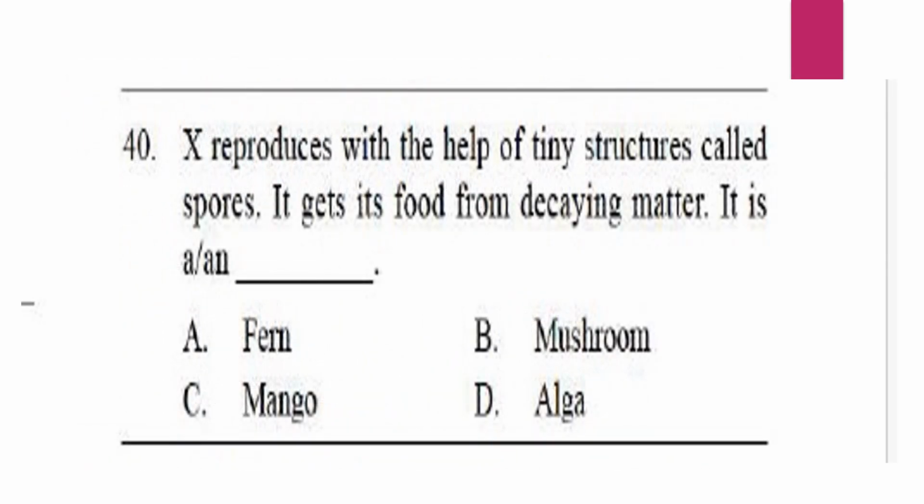Question number 40. X reproduces with the help of tiny structures called spores. It gets its food from decaying matter. Option A fern, B mushroom, C mango, D alga. And the right answer is option B, mushroom.